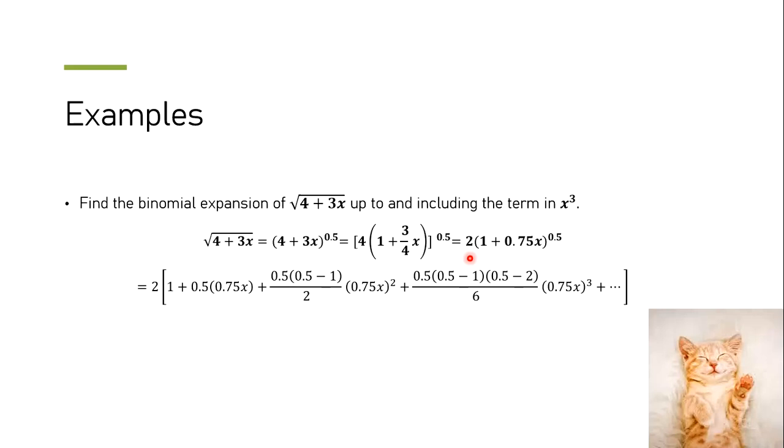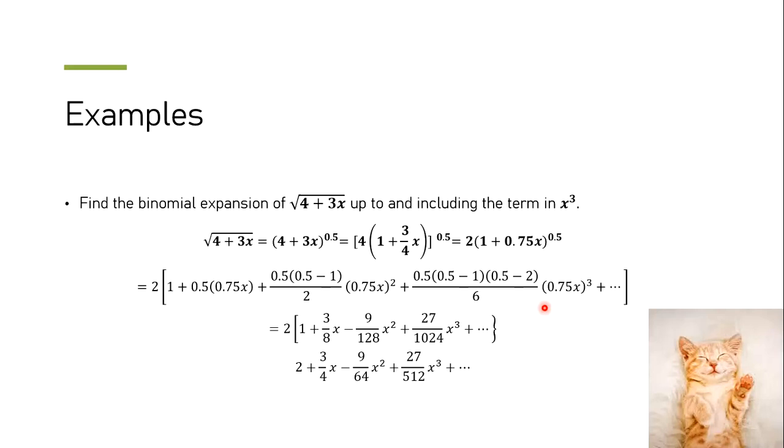Then we're going to put the 2 outside some square brackets, and we're going to start expanding it all using the same equation. So we're going to have 1 plus 0.5 lots of 0.75x, plus a half of a half minus 1 over 2 lots of (0.75x) squared, plus a half lots of a half minus 1 lots of a half minus 2 over 6 lots of (0.75x) all cubed. You can then simplify all that and you get 2 lots of 1 plus 3/8 x minus 9 over 128 x squared plus 27 over 1024 x cubed. Expand that out and you get 2 plus 3/4 x minus 9 over 64 x squared plus 27 over 512 x cubed.